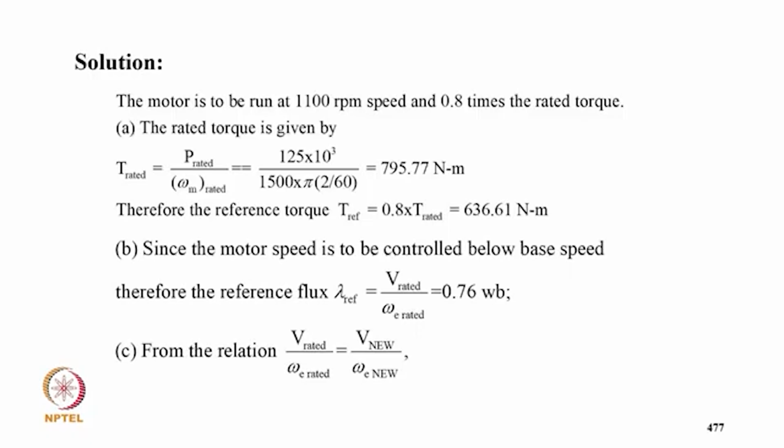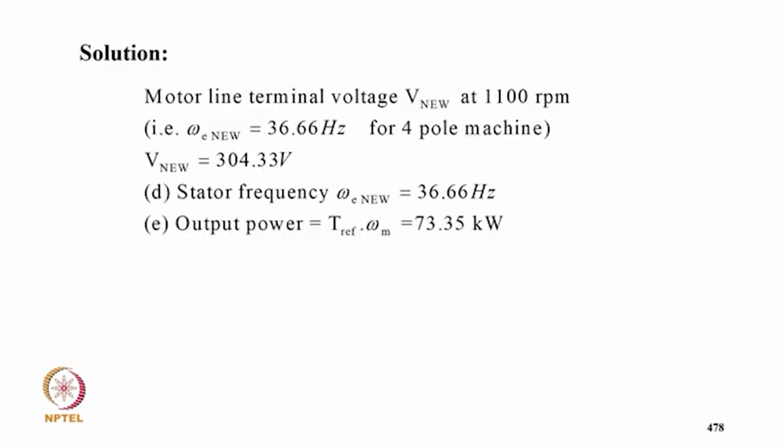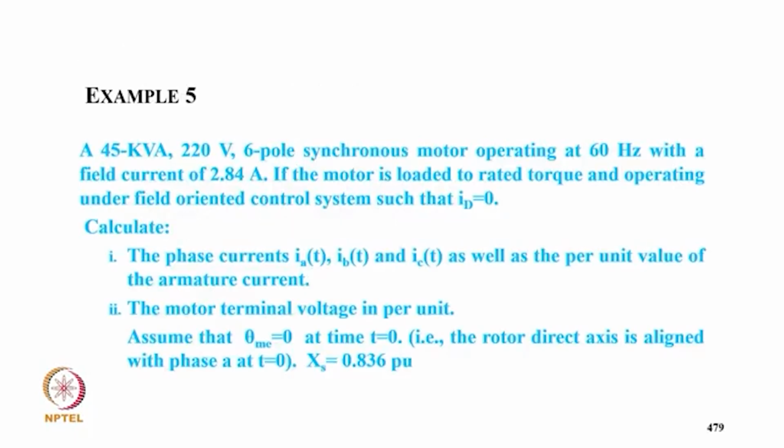And from the relation, E rated upon omega E rated is V nu upon omega E nu. So the motor terminal voltage at 1100 rpm, that is omega E nu, is 33.66 Hz, and V nu equals 304.22 volt, and the stator frequency is omega E reference, that's 36.6 Hz, and the output power is T reference times omega, that is 73.35 kilowatt.